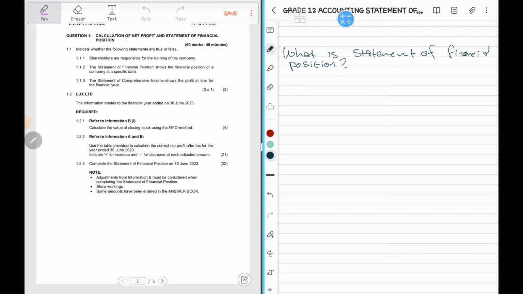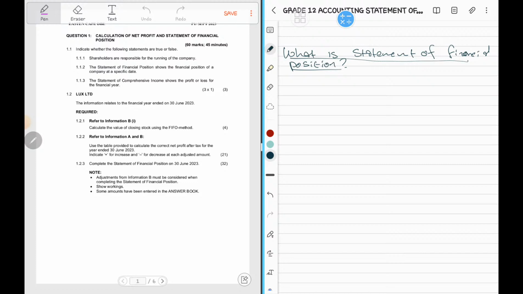Before we can begin, let us start by understanding what the statement of financial position is. The statement of financial position is traditionally known as the balance sheet. Why are we saying it's traditionally known as a balance sheet? Because under the balance sheet we see that assets, equity and liabilities are appearing.